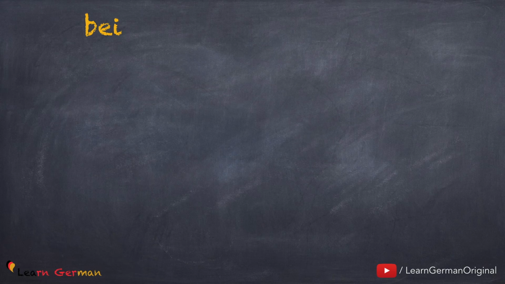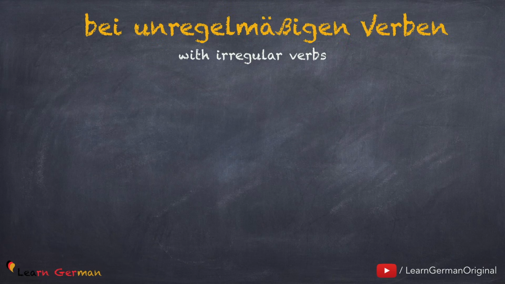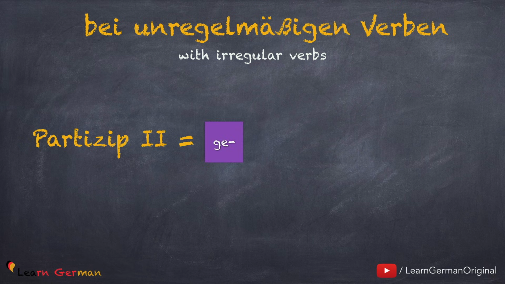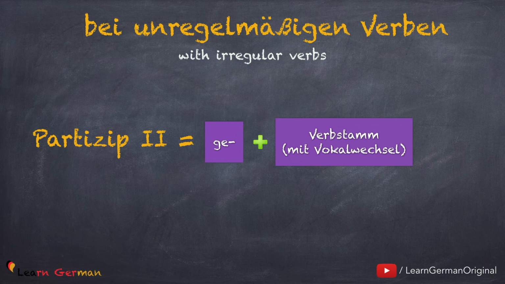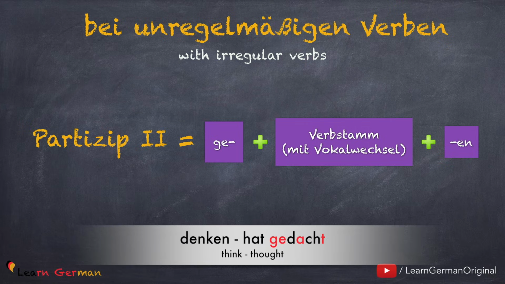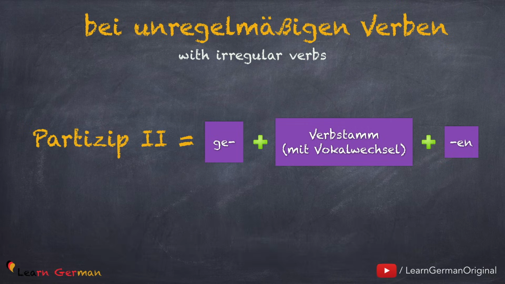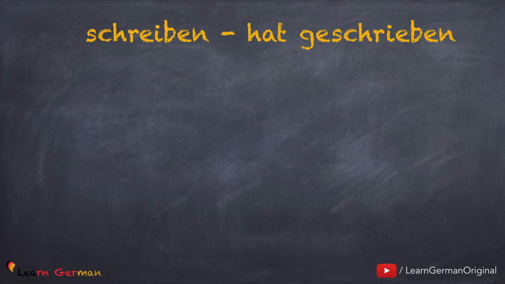Moving on to the next category, irregular verbs. Bei unregelmäßigen Verben. In this case, to make the Partizip II, you add ge to the Verbstamm, which will show a Vokalwechsel since it's an irregular verb. At the end, you will add en. There are a few mixed verbs that take ge with a Verbstamm that shows a Vokalwechsel and t at the end. For example, denken, hat gedacht.